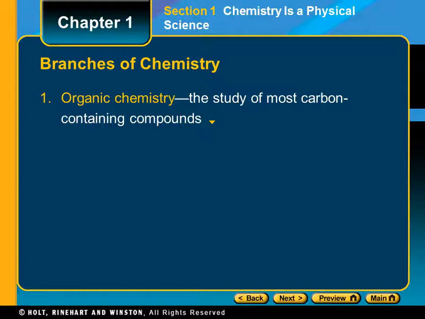The first and maybe the biggest branch of chemistry is organic chemistry. Organic chemistry is the study of carbon-containing compounds, or most carbon-containing compounds. It cuts a large swath of the study of chemistry.